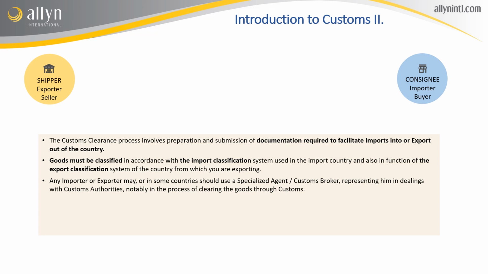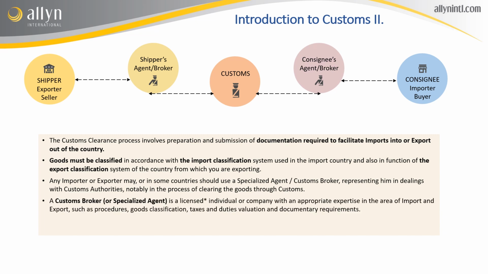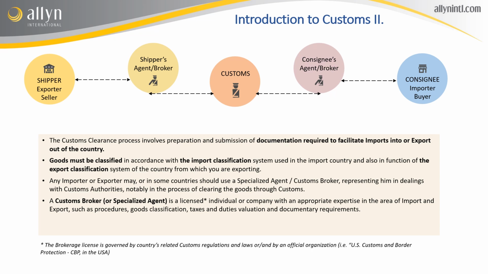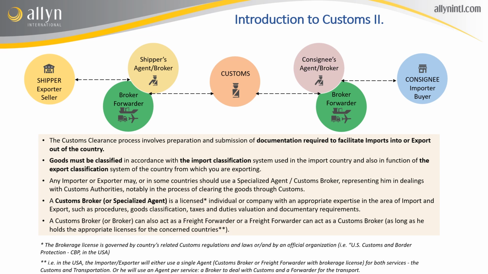Any importer or exporter may, or in some countries should, use a specialized agent, customs broker, which will represent him in dealings with customs authorities, notably in the process of clearing the goods through customs. A customs broker or a specialized agent is a licensed individual or a company with an appropriate expertise in the area of import and export, which concerns the procedures, goods classification, taxes and duties valuation, and documentary requirements. Obtaining a brokerage license depends on each country's laws and customs regulations. A customs broker can also act as a freight forwarder, or a freight forwarder can act as a customs broker as long as he holds the appropriate licenses for the concerned countries.